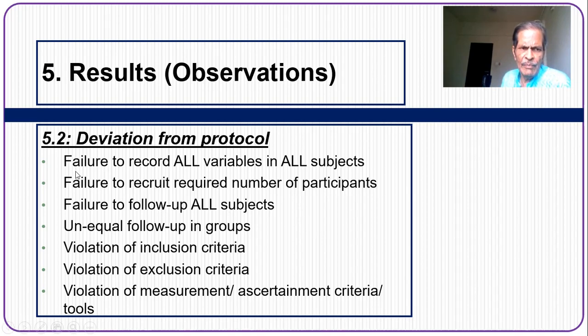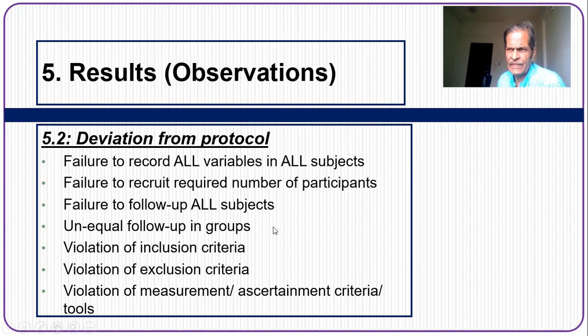For example, we may find failure to record all variables for all subjects. Many variables are there, and for all participants, all variable records should be there. If there are missing data for certain variables, then we may infer that there was a deviation from the protocol. Failure to recruit the required number of participants. The authors may give a detailed description of how the sample size was calculated, and in the end, we may find that the desired sample size was not achieved at all. So failure to recruit the required number of participants as given in the material and methods, you may find sometimes, many times rather.